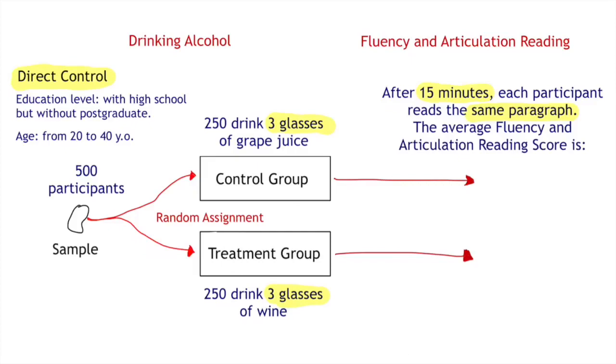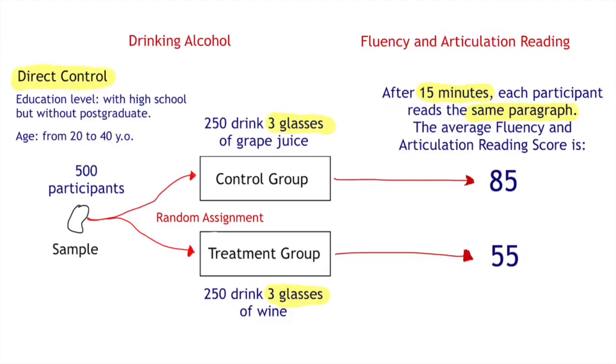Let's say that you run this experiment. 250 participants drank the wine and 250 drank the juice. In the control group, the average fluency and articulation reading score was 85, and in the treatment group, 55. Obviously, this difference was not caused by the difficulty of the paragraph, because everybody read the same paragraph. It was not caused by age or education level, because these variables were also directly controlled.